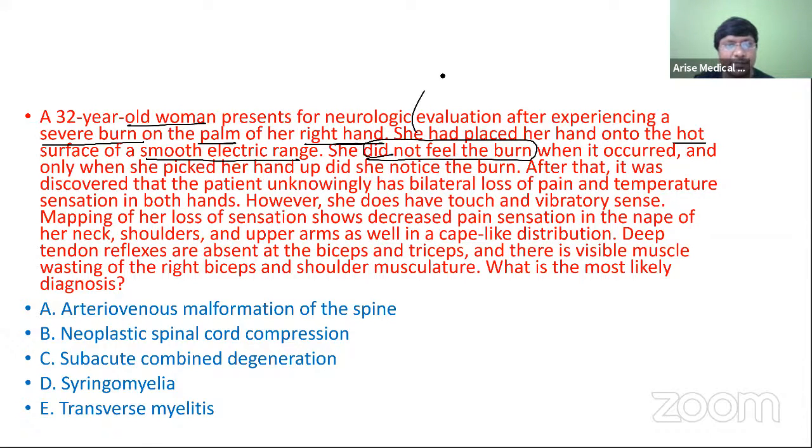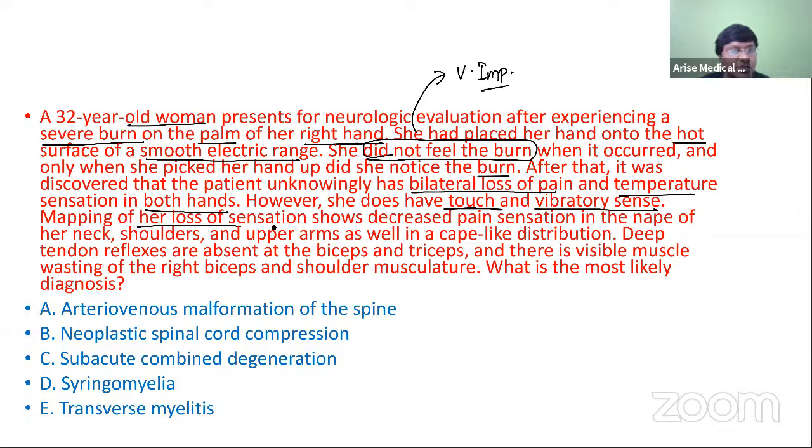This is a very important point. She did not feel the burn when it occurred, and only when she picked her hand up did she notice the burn. After that, it was discovered that the patient unknowingly had bilateral loss of pain and temperature sensations in both hands. However, she does have touch and vibratory sense.